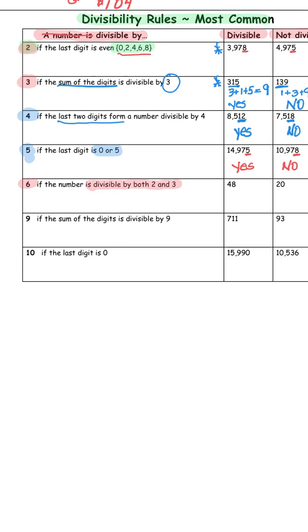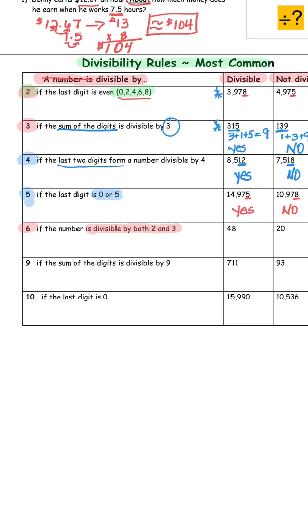So let's look at the number 48. If I go back and look at my rules, in order for a number to be divisible by 2, the last digit has to be an even number. So is this an even number, 48? The answer is yes.